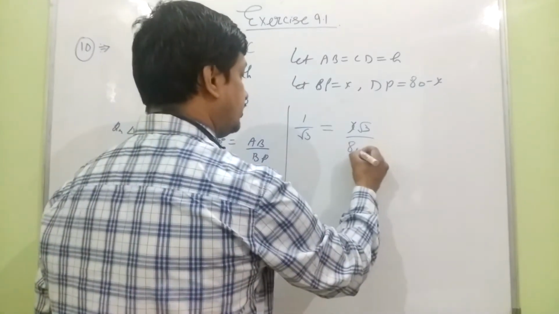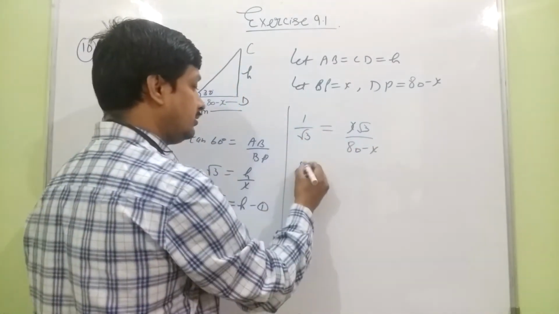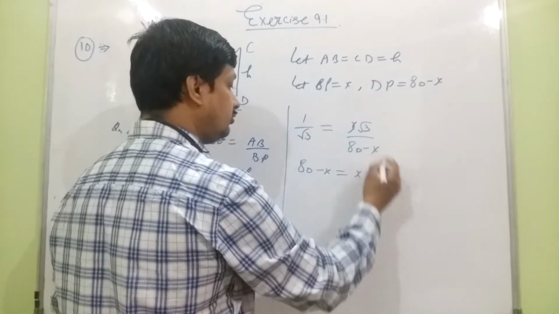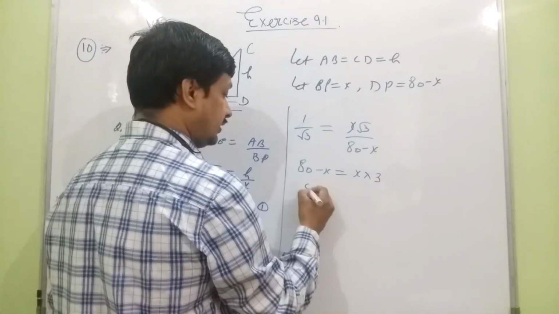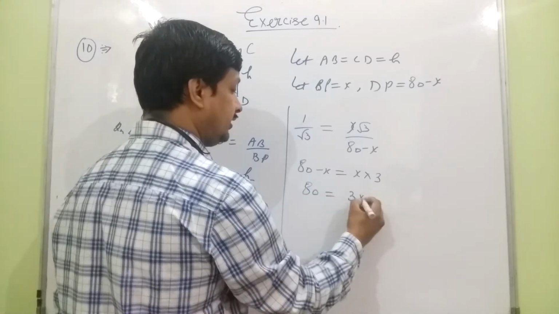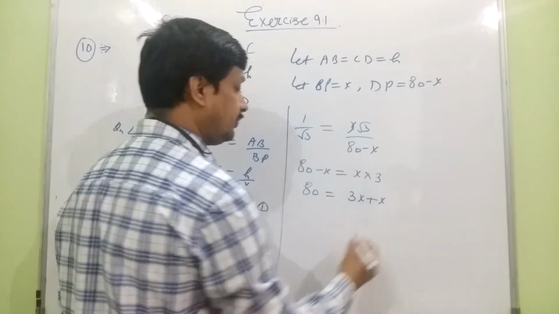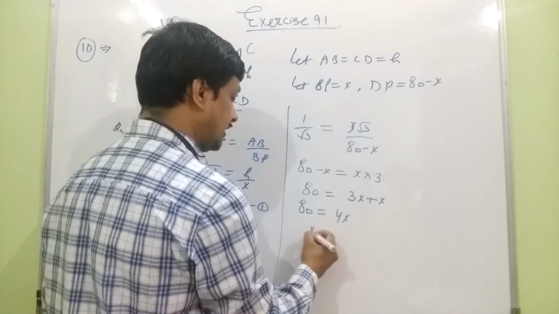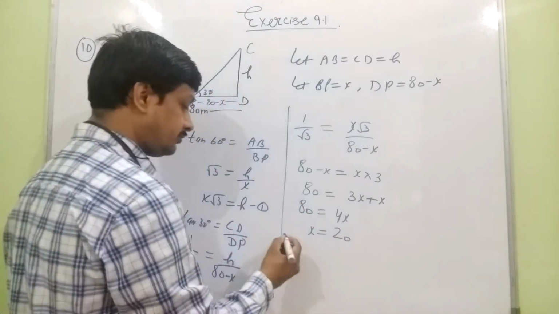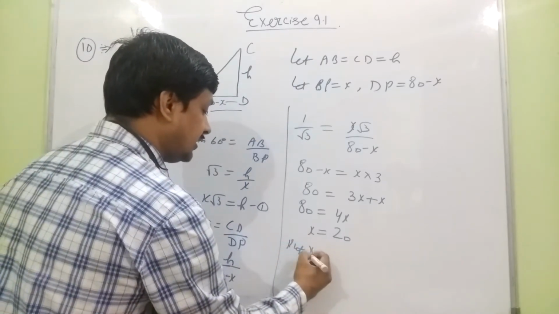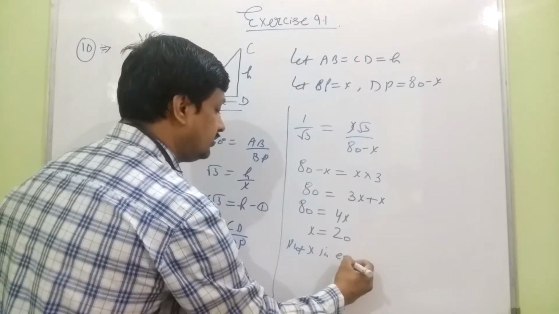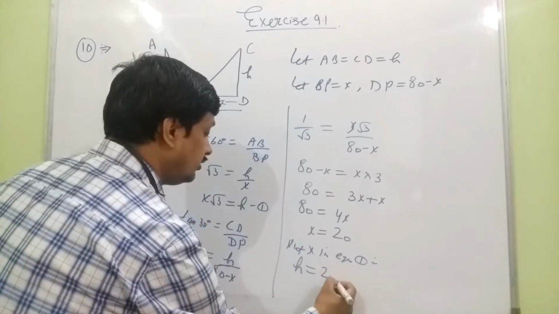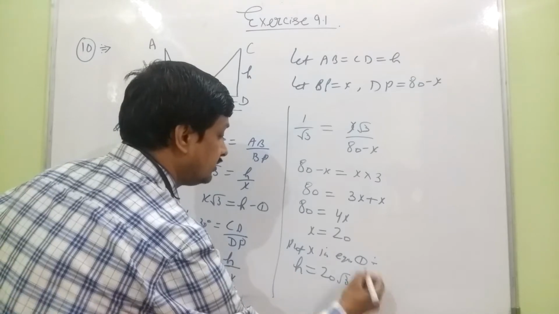So now let us solve this. Cross multiply, you will get root 3 into root 3, 3. So 80 equal to 3x minus x, which will be shifted to give plus x. So 80 is equal to 4x. So x will be 20. Put x in equation number 1 here. You will get h equal to 20 root 3 meter.